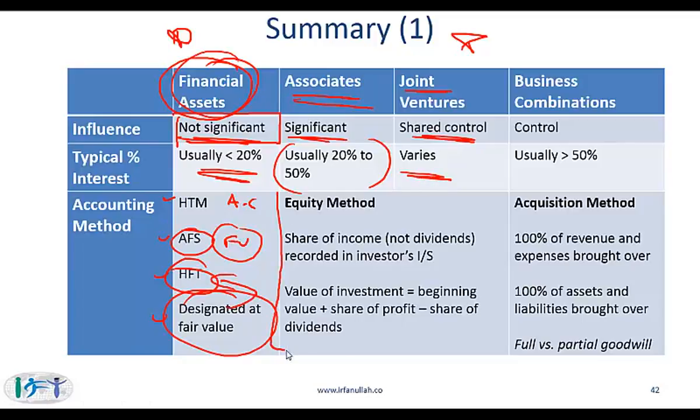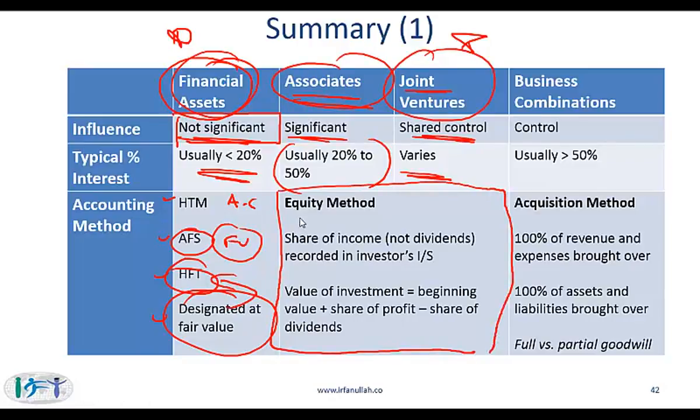The important thing here is that for both associates and joint ventures, the appropriate accounting method is the equity method. In the equity method, the share of income is recorded on the investor's income statement. This is a one-line entry, and the value of the investment is equal to the beginning value, that is how much was paid initially, plus the share of profit minus the share of dividends. This is called one-line consolidation because we have one line on the balance sheet which says investment in associate, and one line on the income statement which says income or earnings from associate.